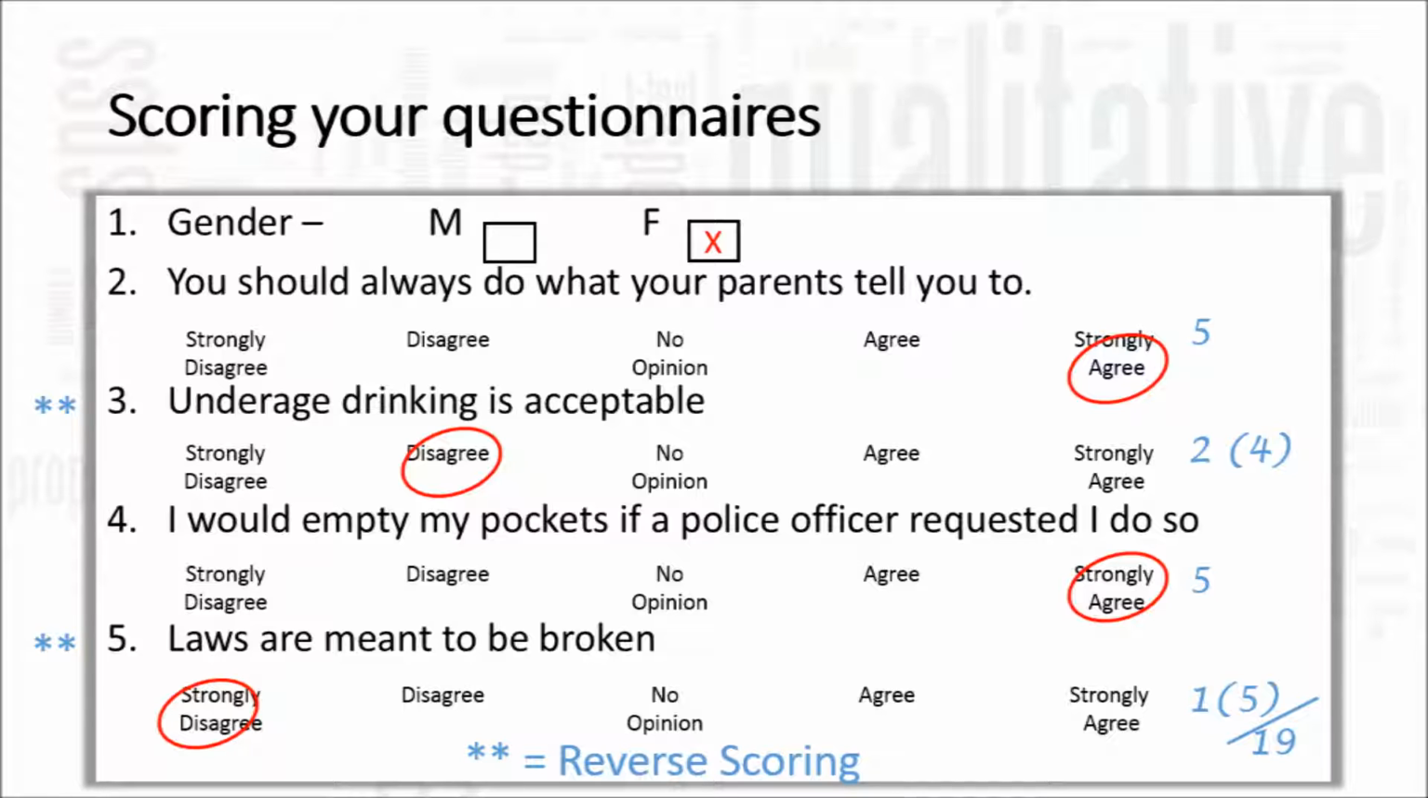And if you've got somebody who's in, for example, number 5, laws are meant to be broken, if they strongly disagree with that statement, what you need to give them is, rather than a 1, you need to give them a 5. So their total obedience score will actually be 19, so it's quite high in terms of perceived obedience.